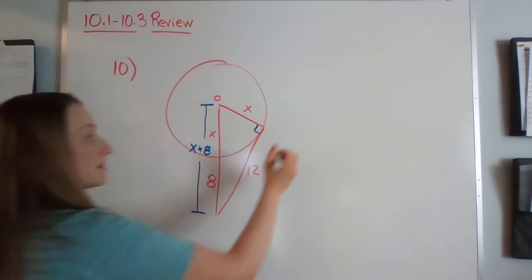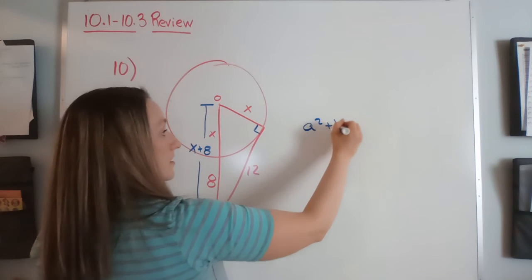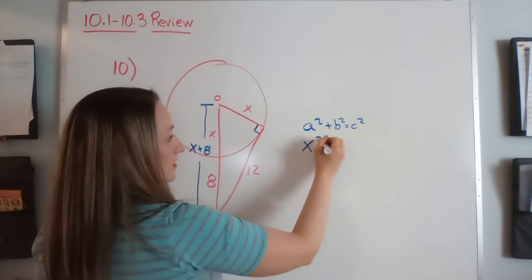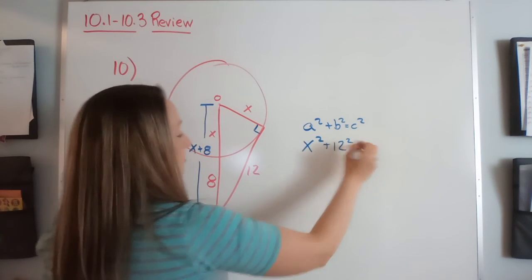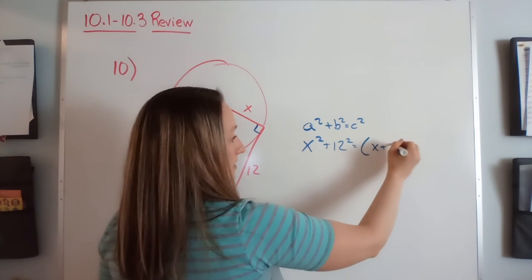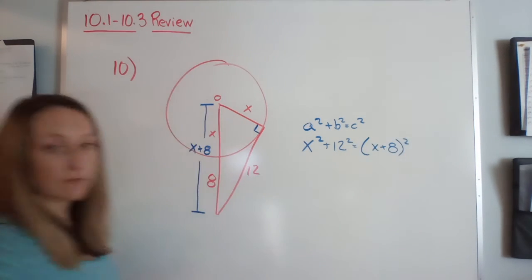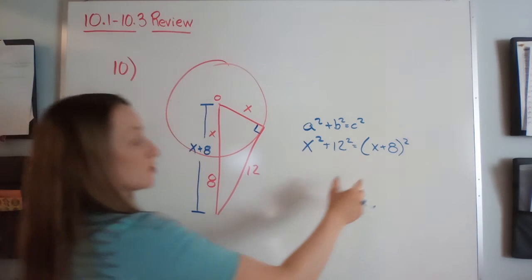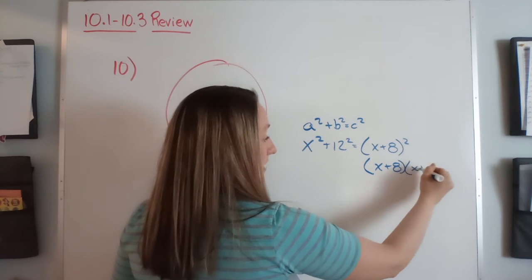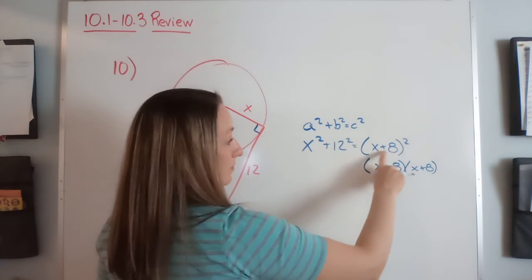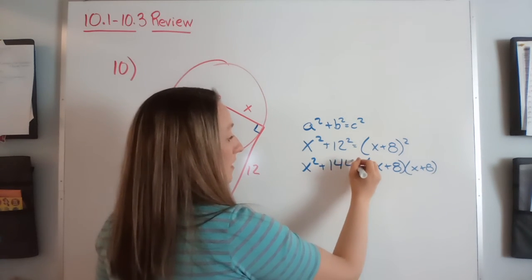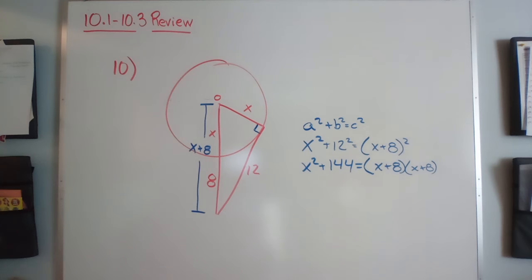Okay. So when you set up Pythagorean theorem, a squared plus b squared equals c squared, your a and your b are x and 12, so x squared plus 12 squared is equal to your c, your hypotenuse, which is x plus 8. So it's x plus 8 squared. And then x plus 8 has to be in parentheses because you do have to FOIL. Make sure you write it out as x plus 8 times x plus 8. You cannot simply square both of these. You won't get the right answer. All right, so I have x squared plus 144. And then this is where I'm going to stop and let you guys finish it up. Okay?